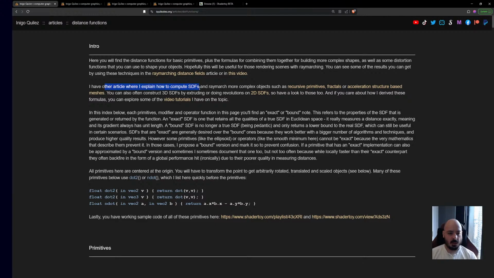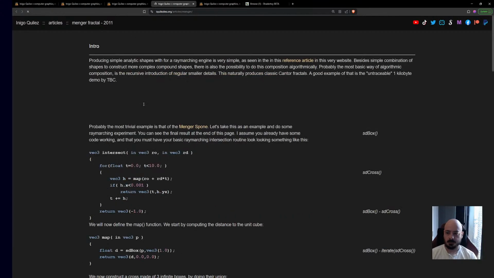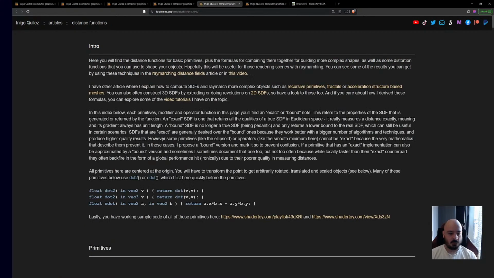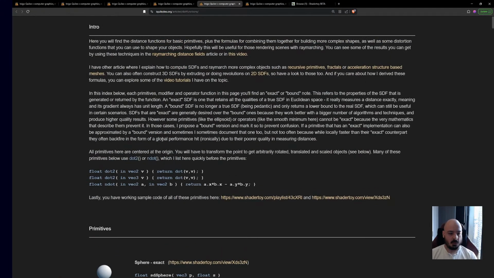I have another article where I explain how to compute SDFs and much more complex objects. All right. I'm not going to watch a video on the stream, so we'll have a look at an article. This looks like something we want. Producing simple analytic shapes with a ray marching engine is very simple, as seen in this reference article. Huh? Okay.